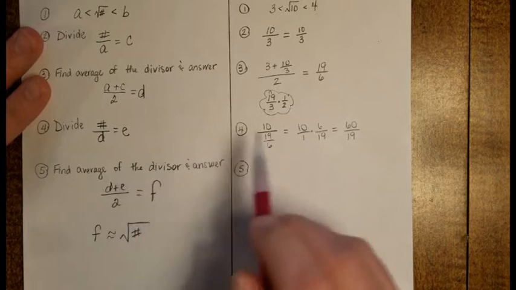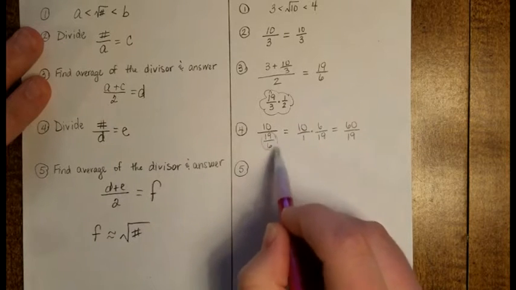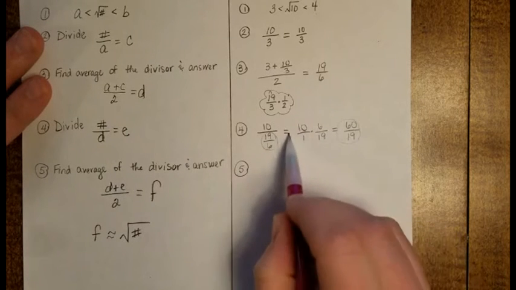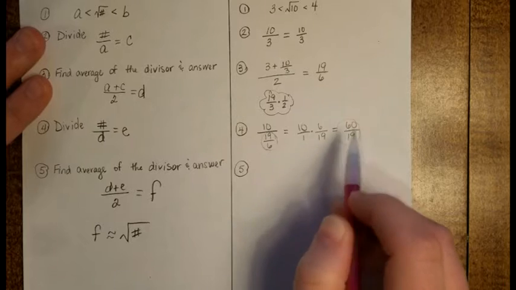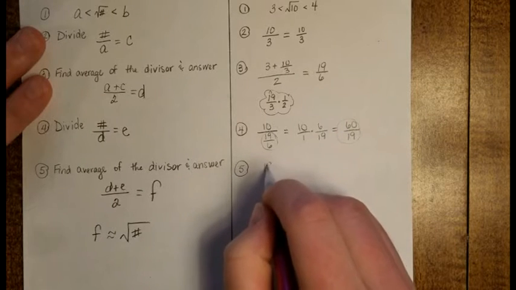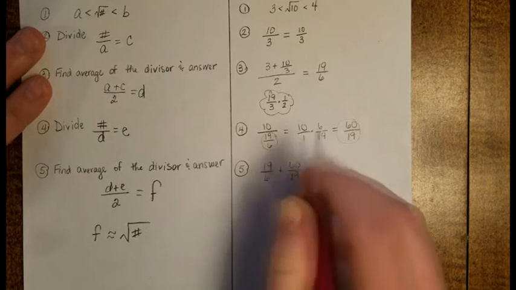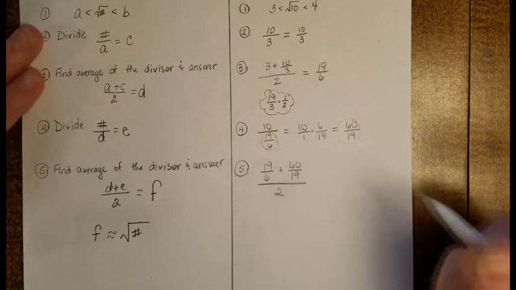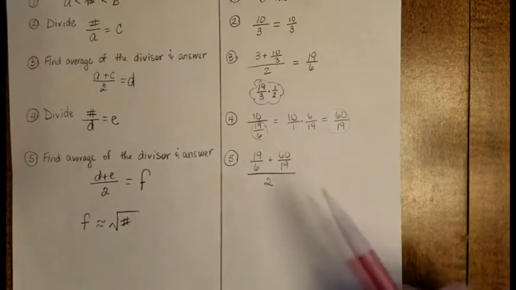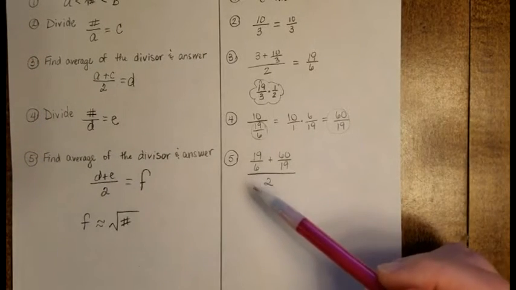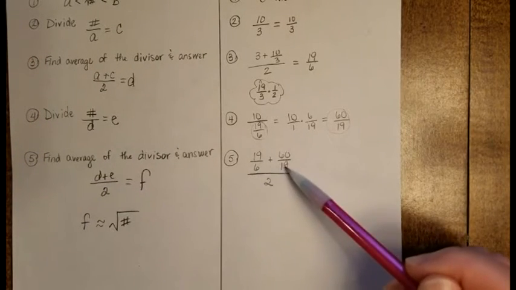I need the average of the divisor and the answer that we had just gotten, right? It took me a little bit of a process to get there, but I'm trying to do the average of 19/6 plus 60/19 all over 2. This is where I said the scratch paper might come in handy, because I'm going to have to get a common denominator between 6 and 19.